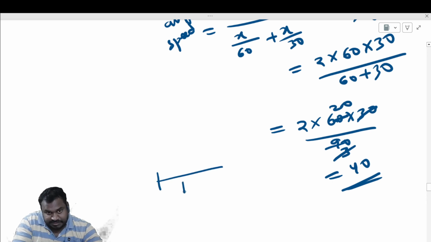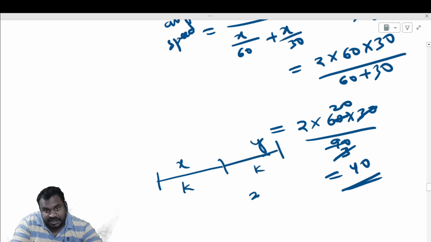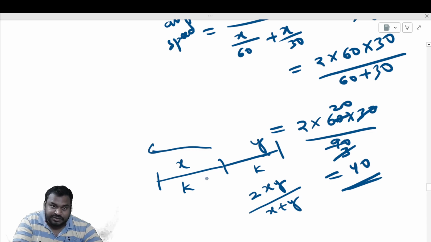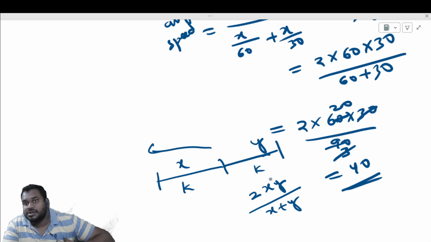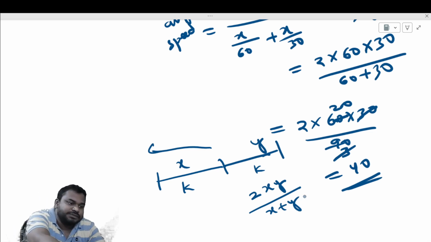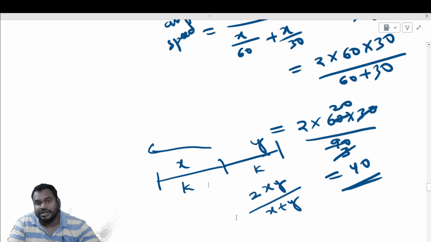This can be used in other cases also. Some distance k he is going with speed x, and again the same distance k he is going with speed y. Then what is the average speed? There also you can say 2xy by x plus y. You need not come back. If you go forward with the same distance at a different speed, then also you can use this formula. Remember, it's a very good shortcut.